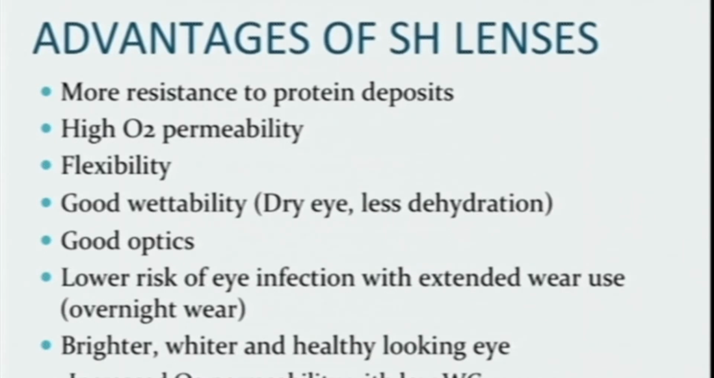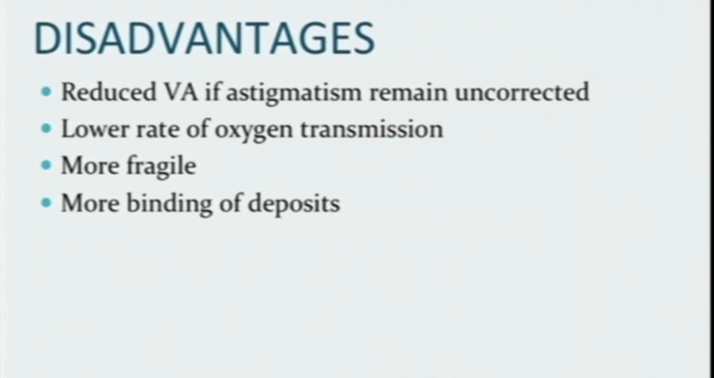Advantages of the silicone hydrogel lens: more resistant to protein deposits, higher oxygen permeability, flexibility, and good wettability also. Disadvantages: if there is a little bit of astigmatism, the visual acuity will be decreased, and there is a lower rate of oxygen transmission, and it's more fragile.